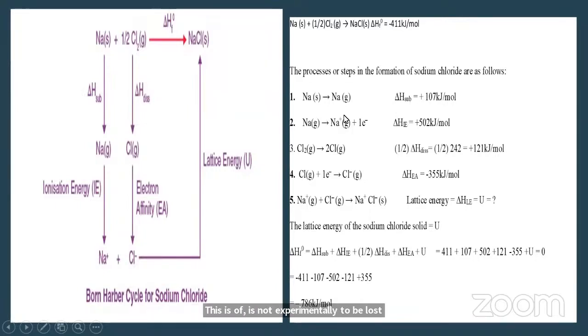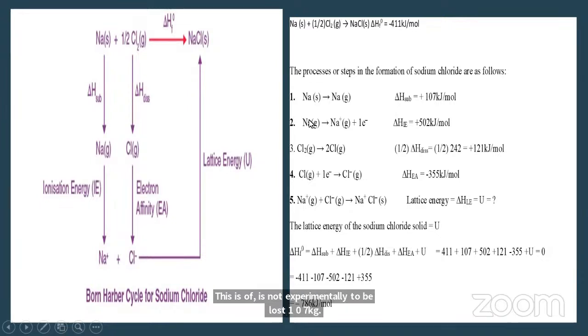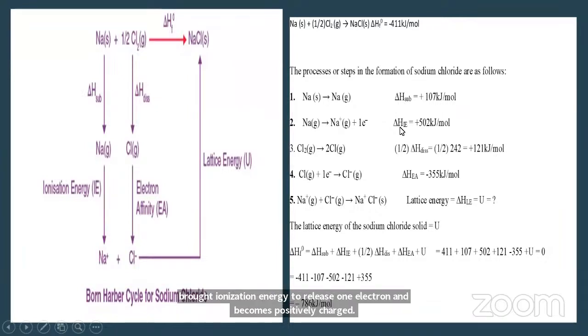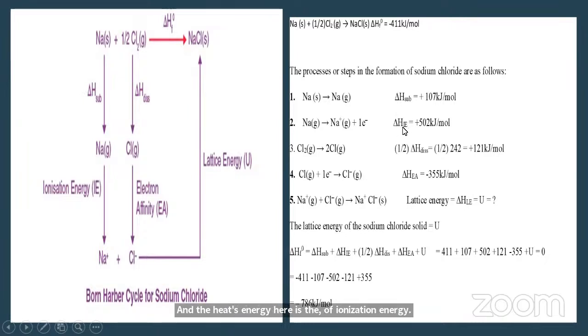Now, once this happens, this gaseous sodium will absorb ionization energy to release one electron and becomes positively charged. And the heat energy here is referred to as heat of ionization energy. And this also will be measured experimentally. That is, your calorimeter will give you this. And this is plus 502 kilojoule per mole.